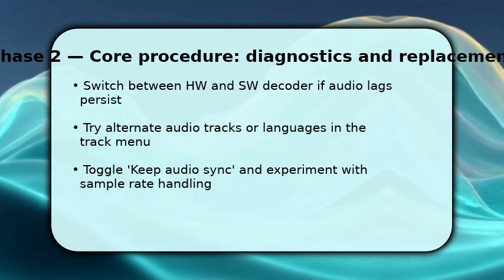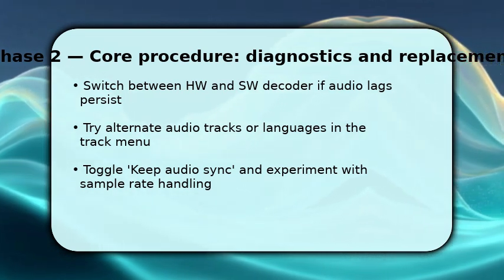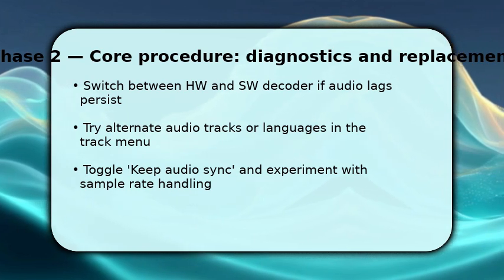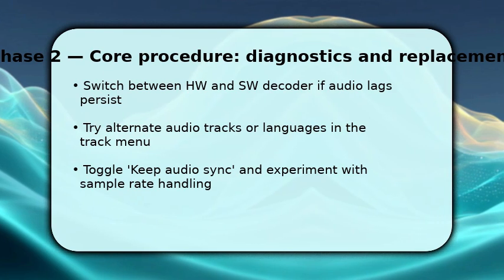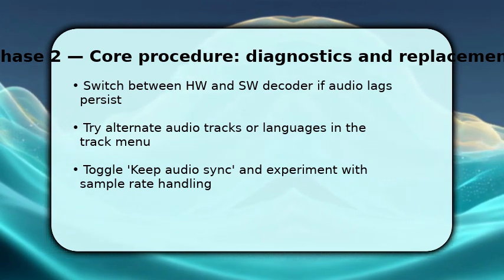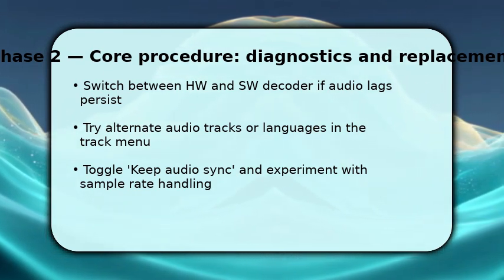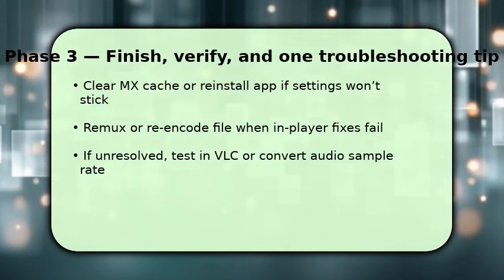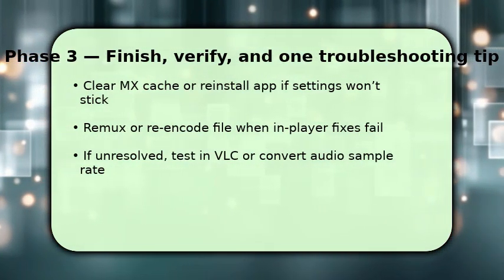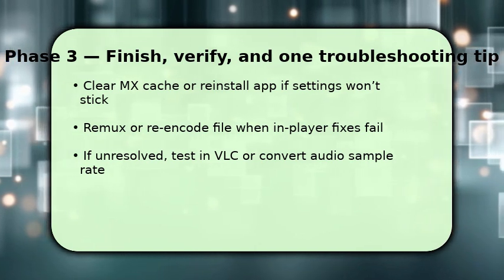Also check the audio track selection. Choose a different track if multiple exist, since embedded tracks can be misaligned. Make sure to toggle settings like Keep Audio Sync and observe whether timing stabilizes over several minutes. To finish, clear MX Player cache or reinstall if your adjustments don't persist, because corrupted app data can block fixes.